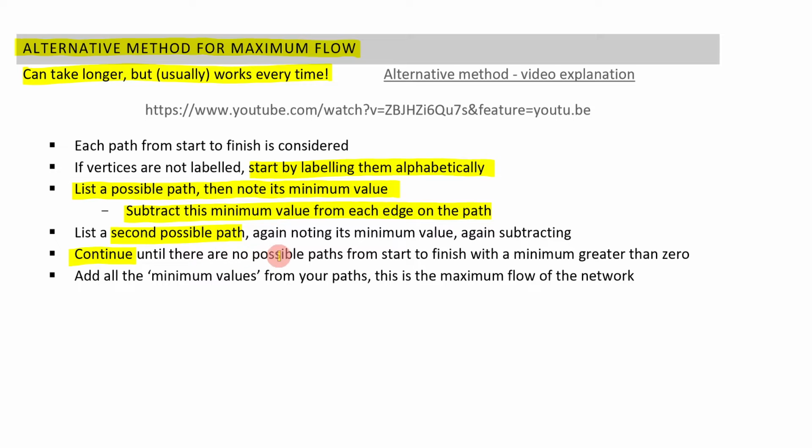Continue until there are no possible paths from start to finish with a minimum value greater than 0, and then finally you want to add all the minimum values from your paths. This is the maximum flow of the network.